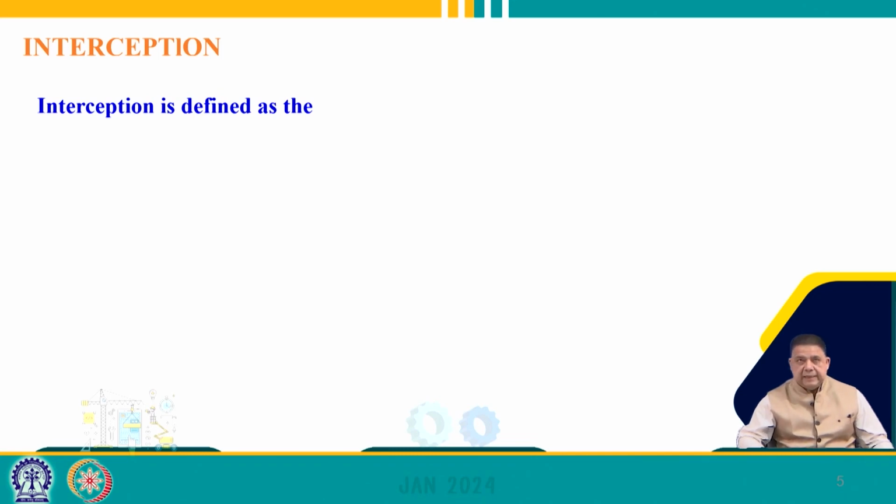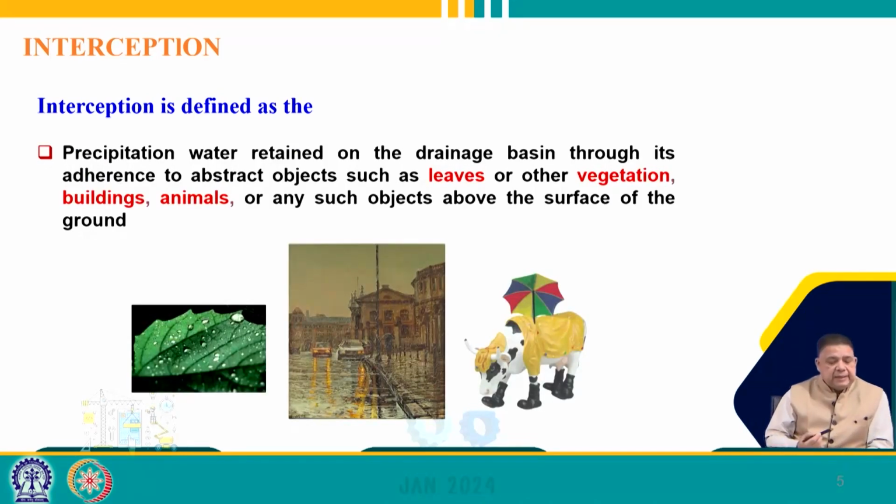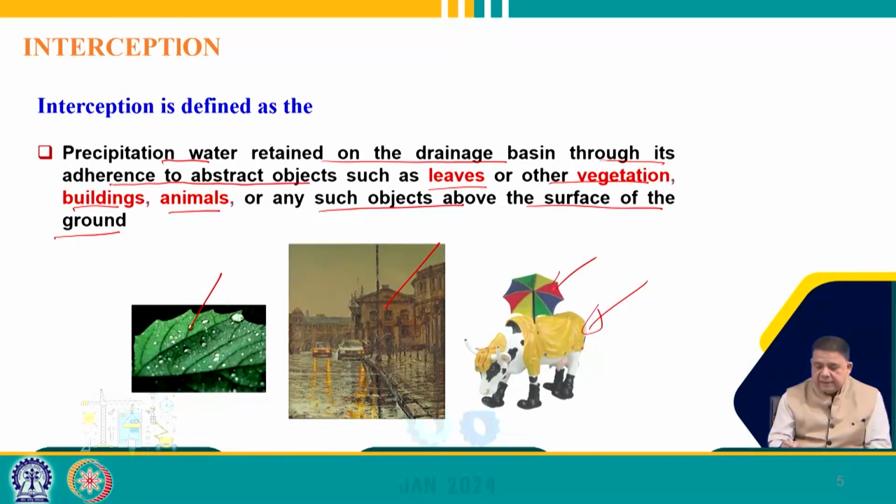Now, coming to defining interception. Interception is defined as precipitation water retained on the drainage basin through its adherence to abstract objects such as leaves or other vegetation, buildings, animals, or any such object above the surface of the ground. So, when precipitation occurs, before reaching the ground, if it is retained by any abstract object, it could be plant leaves, buildings, an animal, or say an umbrella even, then that is nothing but interception.